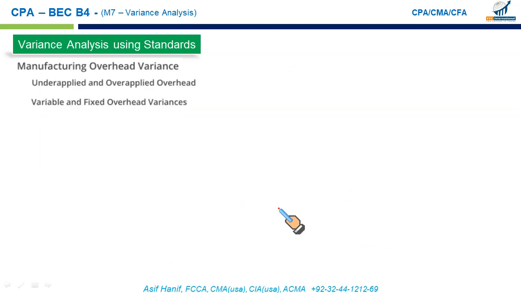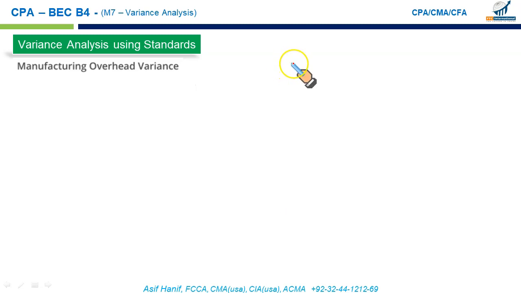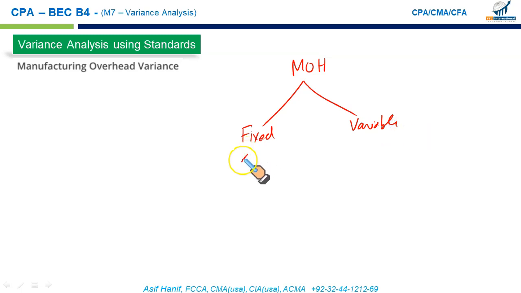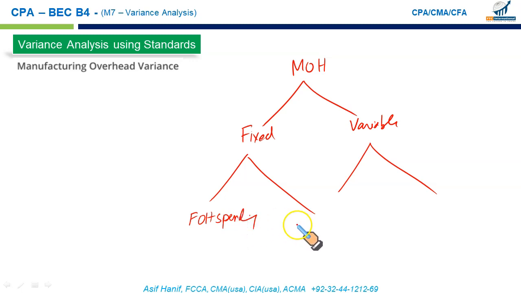Then we have the manufacturing overhead. We have discussed our material variances and labor variances, and we also learned how to split them into quantity and price variances. Now we have our manufacturing overhead variances. First of all, manufacturing overheads can be split into fixed and variable. Then fixed can be further split into fixed overhead (FOH) spending variance and FOH production volume variance, PV variance. Similarly, we can also calculate the variable overhead spending variance and variable overhead efficiency variance.